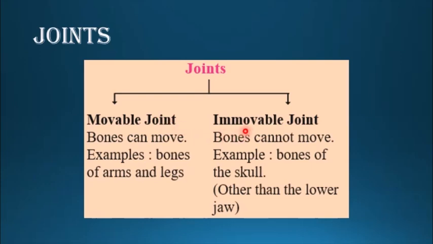Immovable joints are the joints where you cannot move. That is, you cannot move your skull. Okay, then you cannot move your chest bones. These are all immovable joints. But in the skull, there is one bone, that is your lower jaw. That is the movable joint. So in the skull, only the lower jaw is movable and all the other bones are not movable. So these are the two types of joints, the movable joints and the immovable joints.